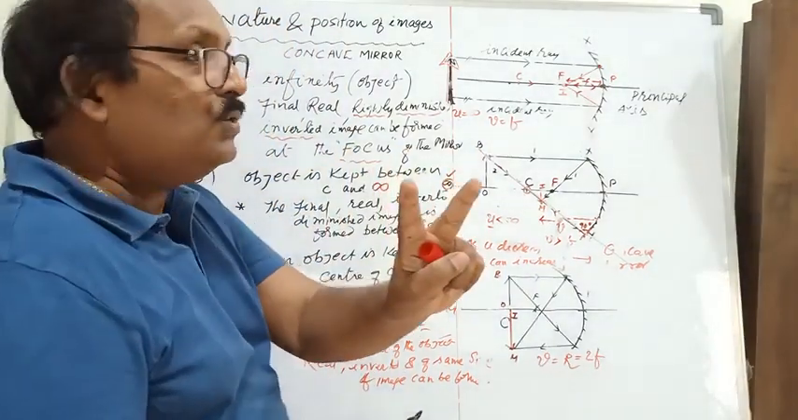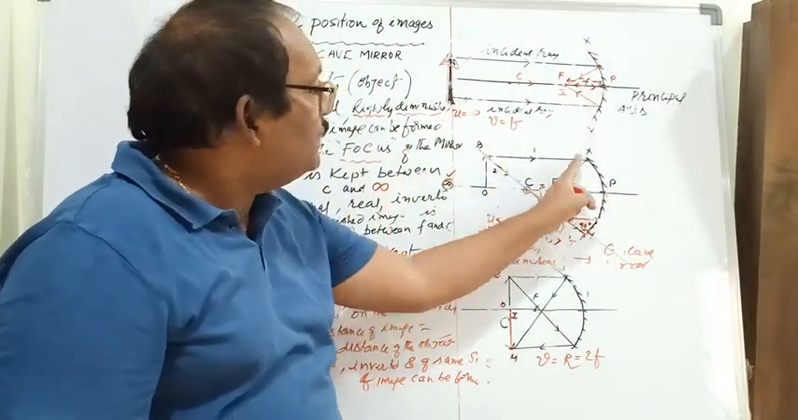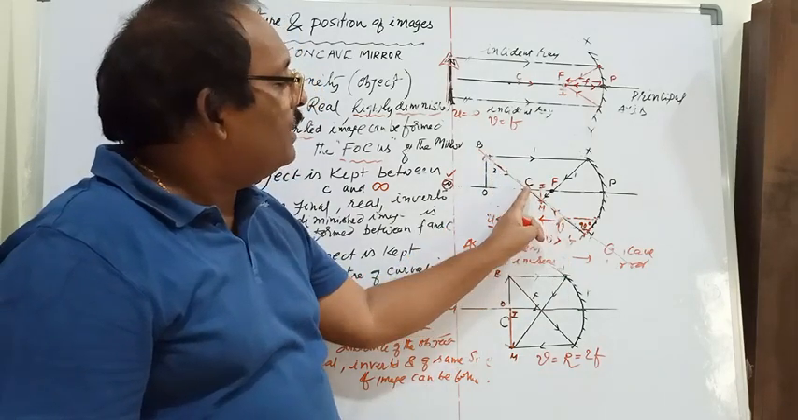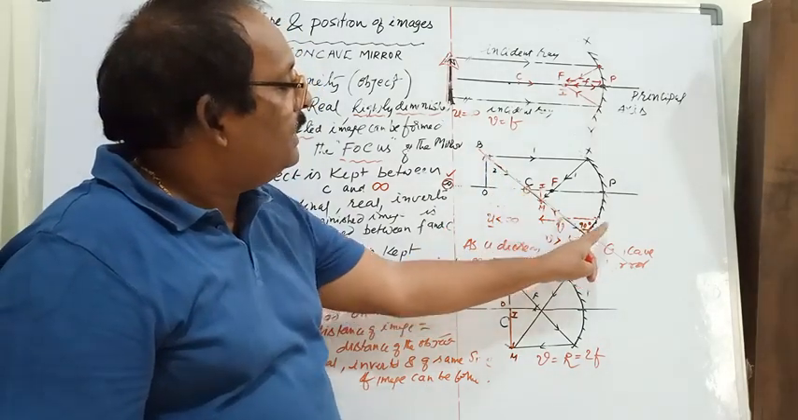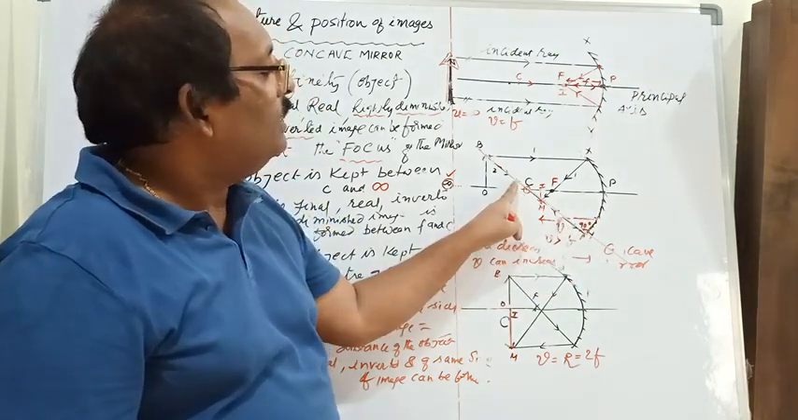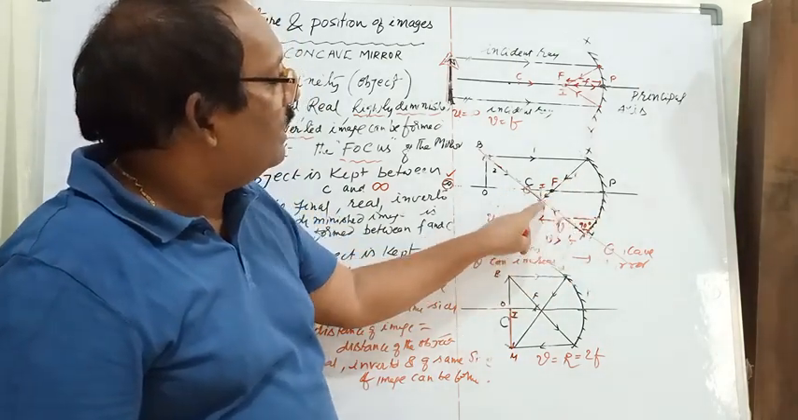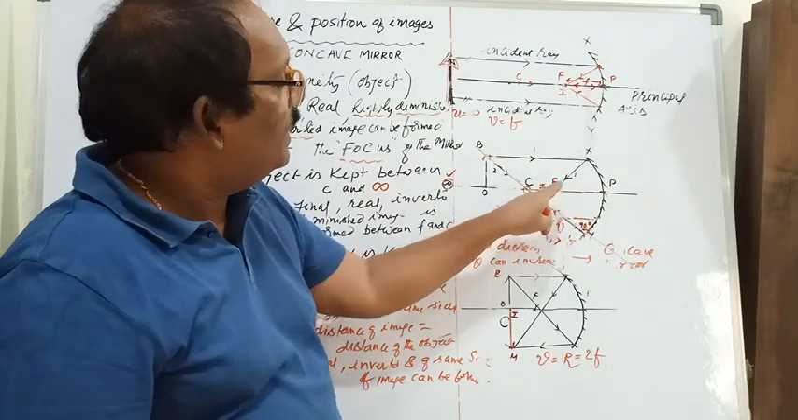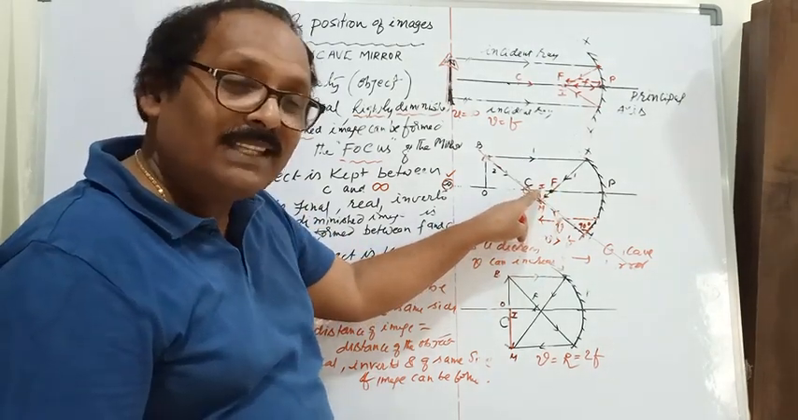So we need to consider two rays. One ray is parallel to the principal axis. Another ray is traveling to what? The normal at the center of curvature. So it makes an angle of 90 degrees on the surface of the mirror and bounces back. These two rays converge at this point, forming an image. And if you draw a normal to the principal axis, that gives the size of the image.